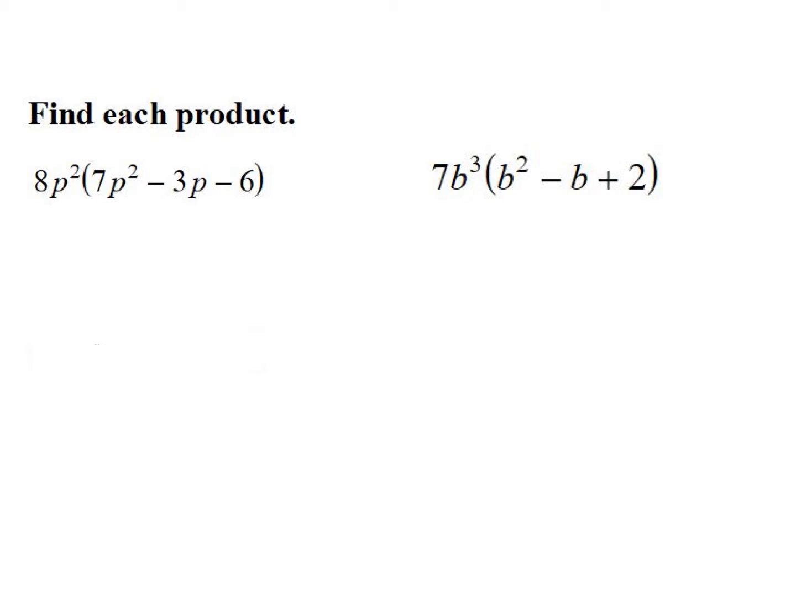Now when I have a variable greater than just x, or whatever variable it may be, outside, we're still going to follow the same process. So I multiply the 8p squared times the 7p squared. So you get 8p squared times 7p squared.